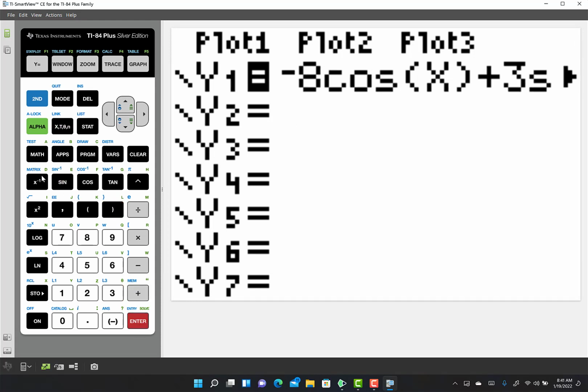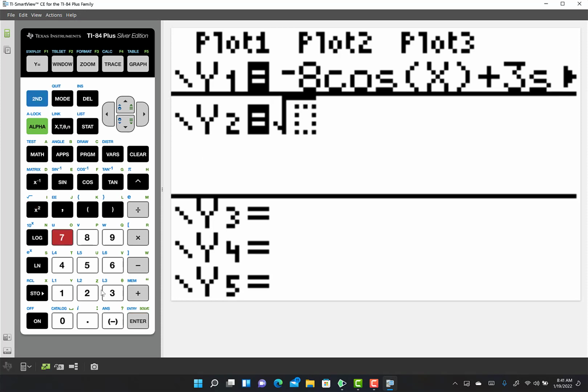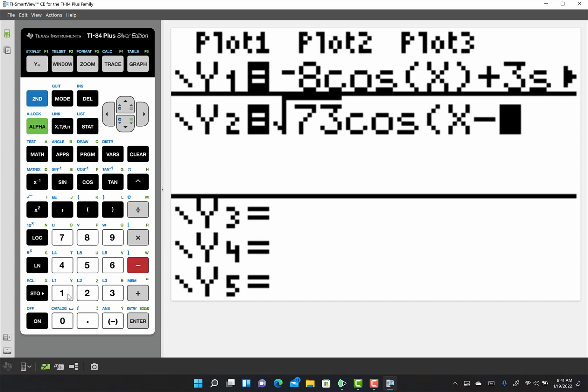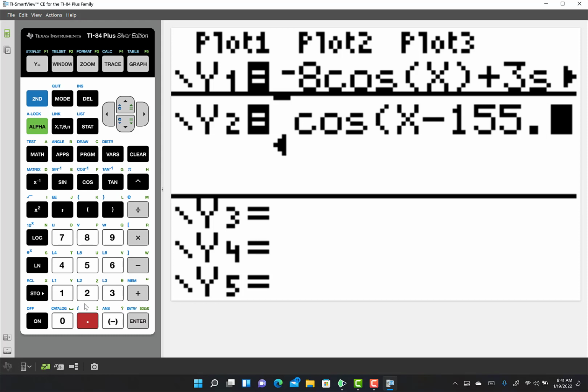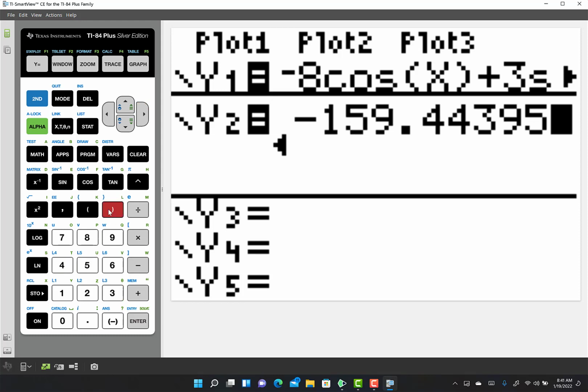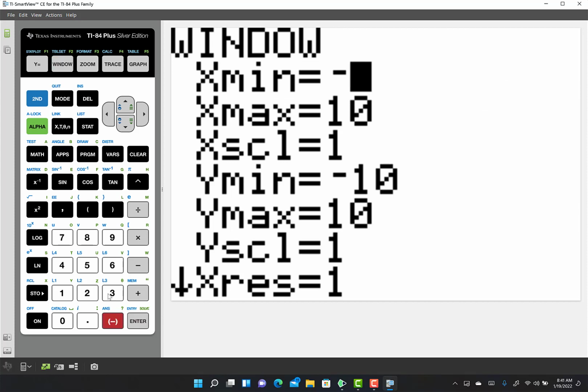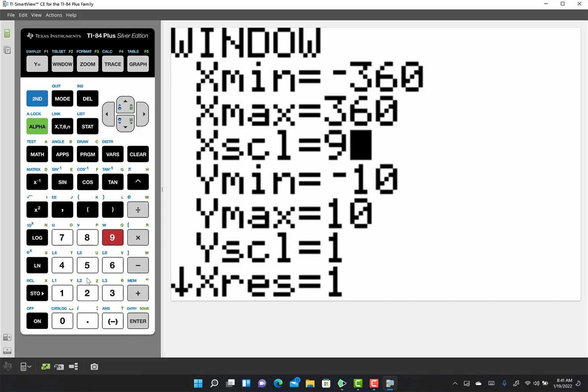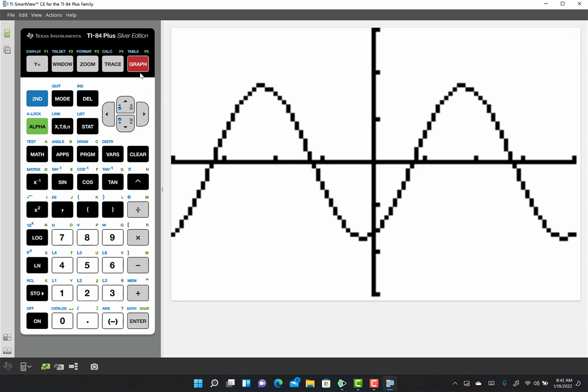And then on y2, you're going to type square root of, what was it, 73? And then cosine x minus 155 point what? Oh, 159. I would have been off. 159.44395. All right. Window: -360 to 360. I'll first do it like this so you can see: 90, then -15 to 15, and by 5. And if I push graph, maybe you're like, yeah, it's the same.